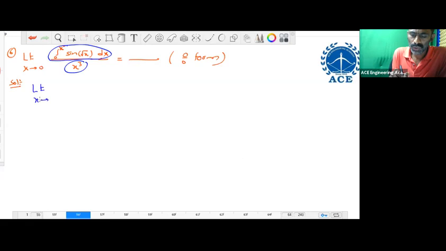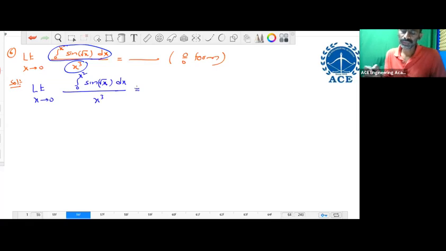Limit x tends to 0 of the integral from 0 to x squared of sine of root x dx, divided by x cubed. This is equal to, because of the 0 by 0 form, we differentiate the numerator separately and the denominator separately. That is d by dx of something, d by dx of something.